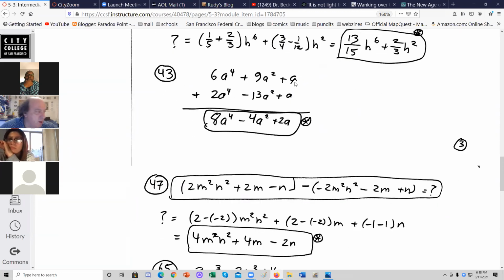This a looks too much like a 9. I should make a note about changing that.